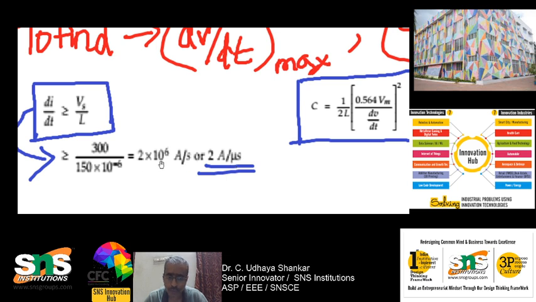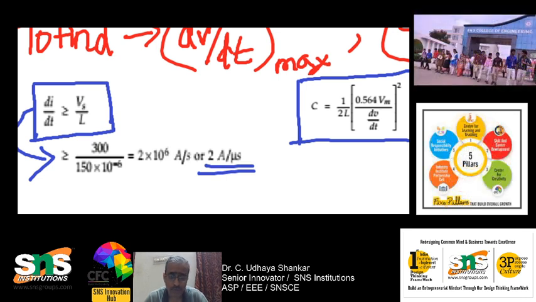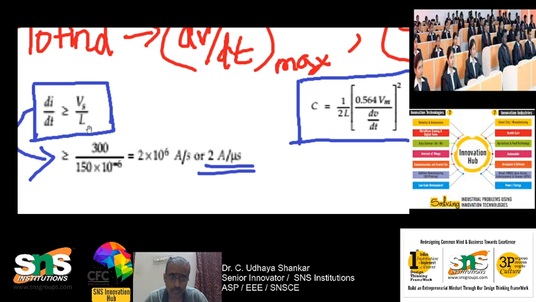So either it will be 2 into 10 power 6 amps per second, or it can be 2 amps per microsecond. So for example, if I am using the SCR in a circuit where it is 3 amps per microsecond, then the SCR will be damaged. So the rate of change of current should be less than 2 amps per microsecond is what this design is. Otherwise, you have to increase the value of L in order to reduce it.